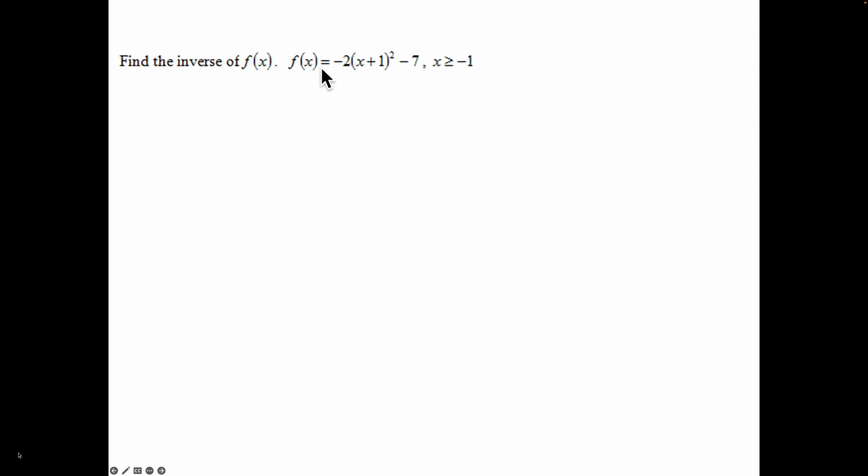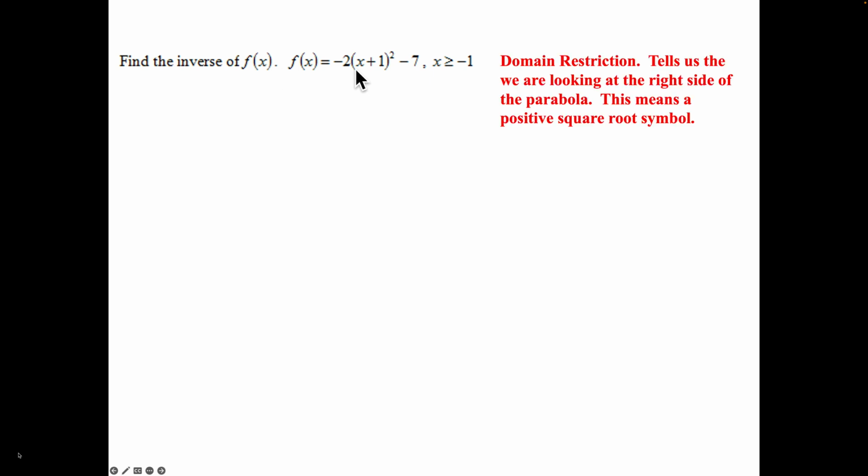Find the inverse of f of x equals negative 2 times x plus 1 squared minus 7. Wait a minute, that's a parabola. It's not 1 to 1. Oh, yes, it is. I attached a domain restriction. X plus 1, h is negative 1. That's where this comes from. So then this is perfectly legal to find the inverse. Now, because I want the right side of the parabola, it's going to the right, then I'm going to be looking for a positive square root symbol somewhere in my work.